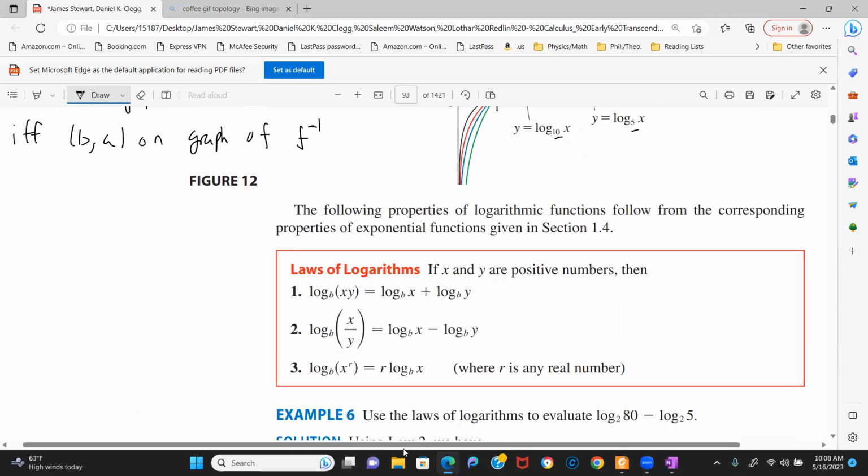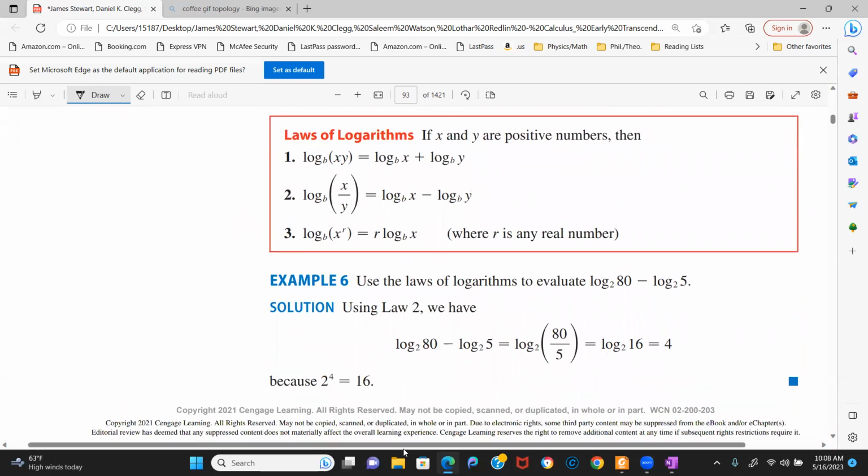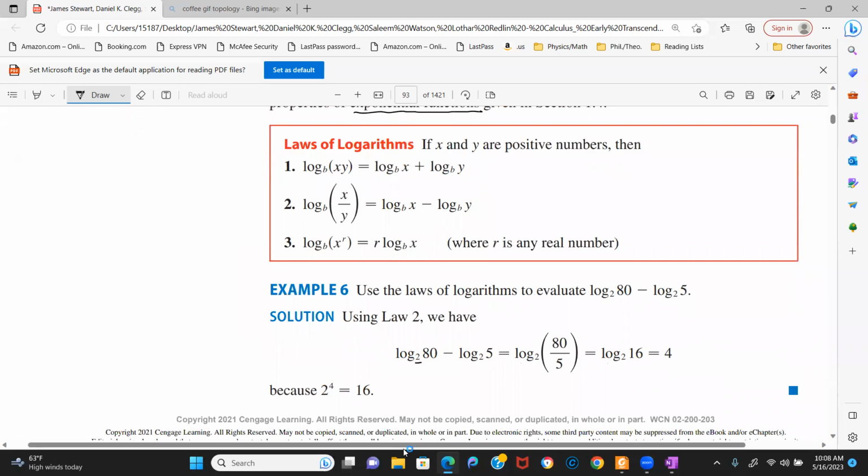So we have these laws right here, and they more or less just follow from the laws for the exponential function. These are a consequence of the laws for the exponential function. So we have an example here: log base 2 of 80 minus log base 2 of 5. We're going to use number 2 here. It says that if you have a difference of two logs to the same base, they have to be the same base, so you have b here. You can't mix up the bases. If you have a difference of two logs of the same base, then it's the log of the fraction.